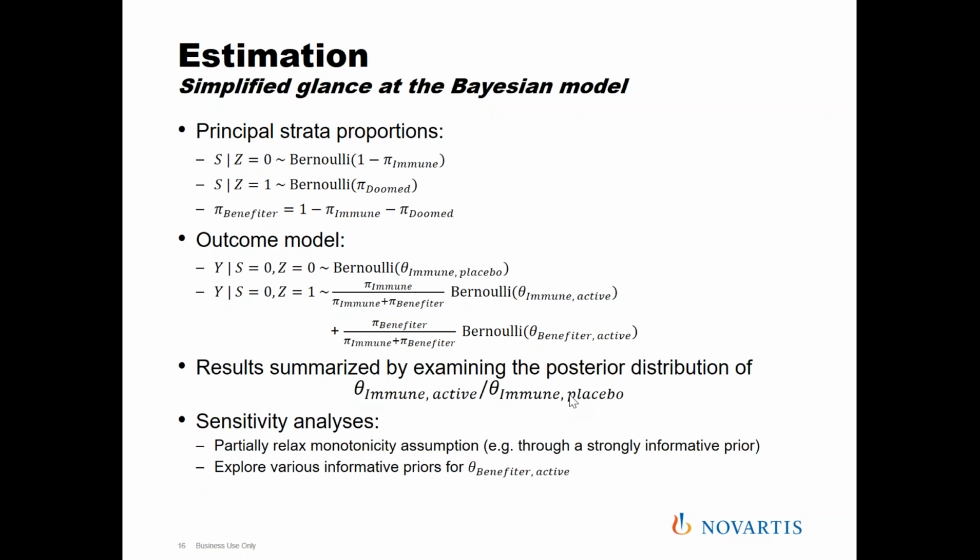In terms of sensitivity analyses, we obviously made an assumption here about monotonicity, which we can't test, but you could partially relax it, for example, by allowing the harm stratum to exist, but using a strongly informative prior to keep its proportion low a priori. And you could also explore various informative priors for the parameter theta benefiter active, which is a parameter about which we don't learn much in the trial itself.